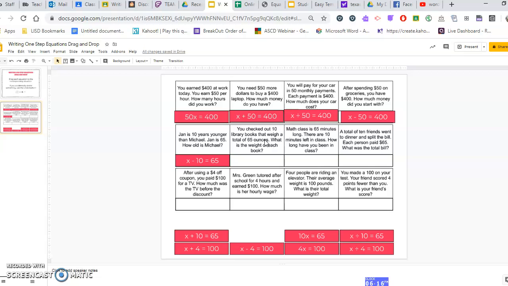So in terms of x, what are we looking for? The weight of each book times the number of books will give us the total weight, right? So that would be 10 books times the weight of each would equal 65, which would be this one. 10x equals 65.